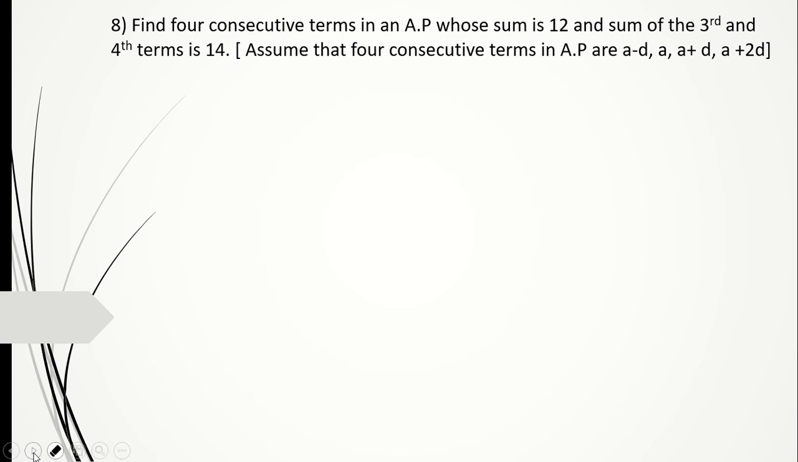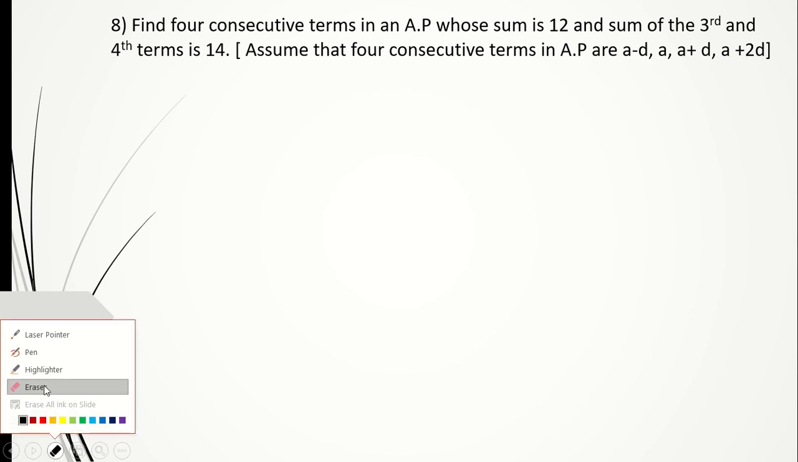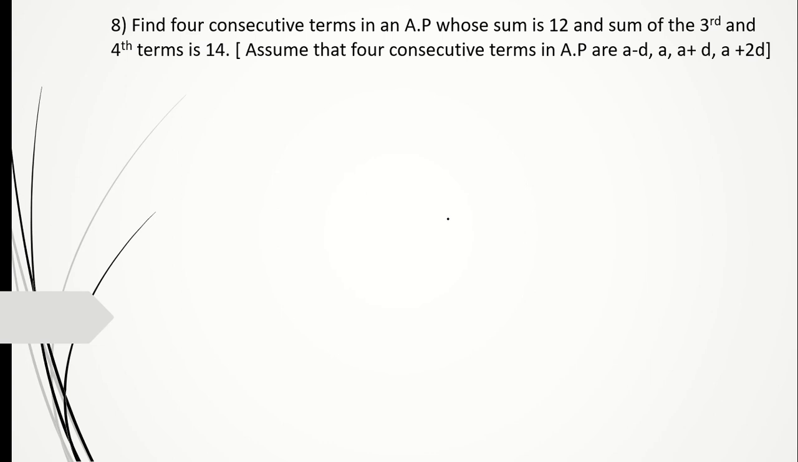Find 4 consecutive terms in an AP whose sum is 12 and the sum of the third and fourth term is 14. Now it is very important to first note down what is given in the question correctly, so that we will never go wrong. In this case also, very simple. They have already given what terms we should take. Assume that the 4 consecutive terms in AP are a minus 3d, a minus d, a plus d and a plus 3d. These are the 4 terms, 1, 2, 3 and 4.